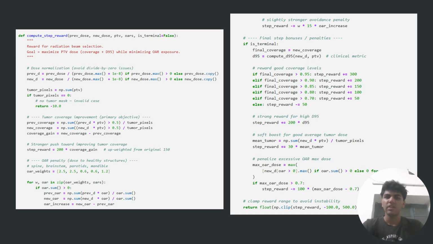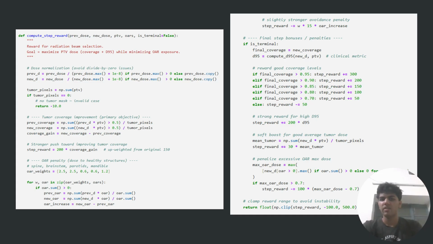Essentially, the design of the reward embeds clinical trade-offs directly into the RL agent's objective, prioritizing tumor coverage first, then promoting dose uniformity and penalizing OAR exposure, all while keeping the beam selections efficient.